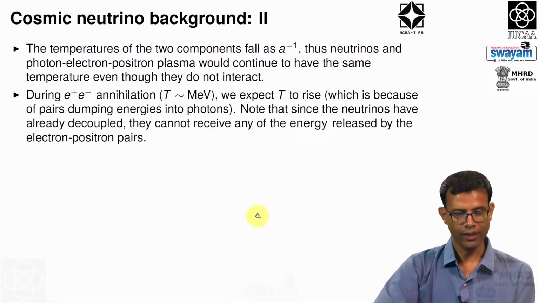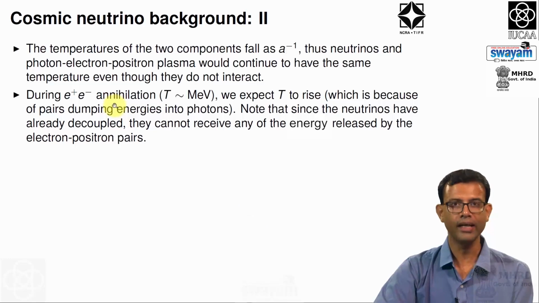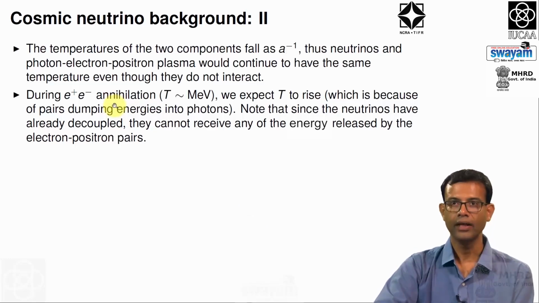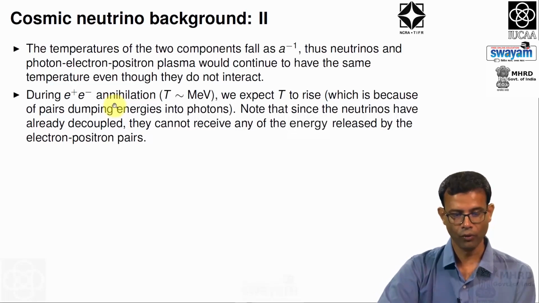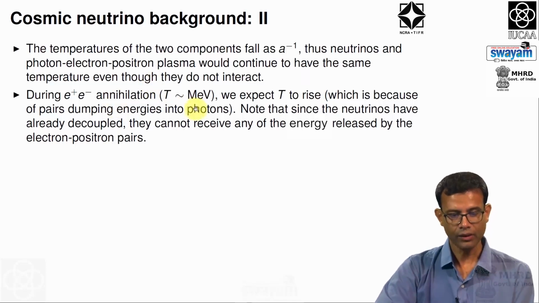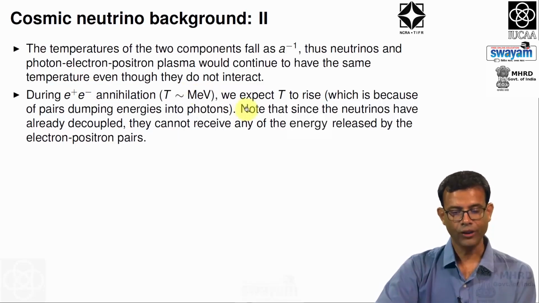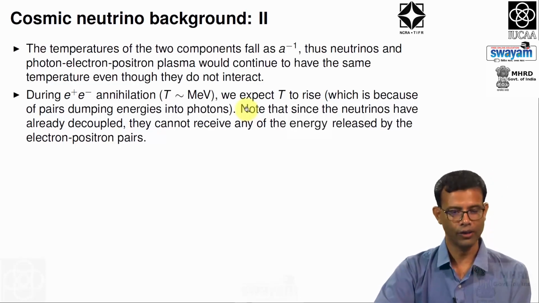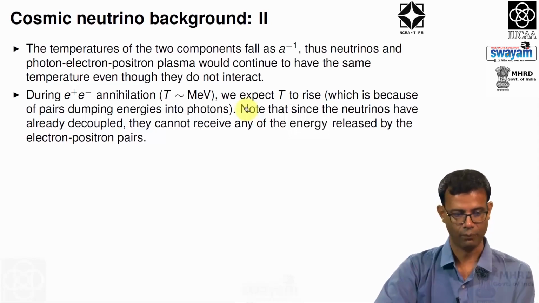Now, at some point when the temperatures become less than an MeV, as we said, the electrons and positrons annihilate and produce photons, that is fine, but the photons do not disintegrate and produce pairs anymore. So, only the forward reactions are happening. During this time, the energies contained in the electron positron pairs are transferred to the photons, because photons are not able to give that energy back to the electron positron pair, the reverse reaction has stopped. So, the temperature of the radiation is expected to rise.